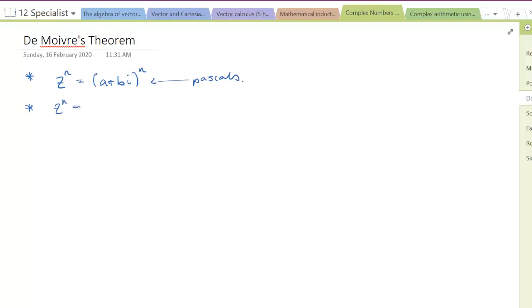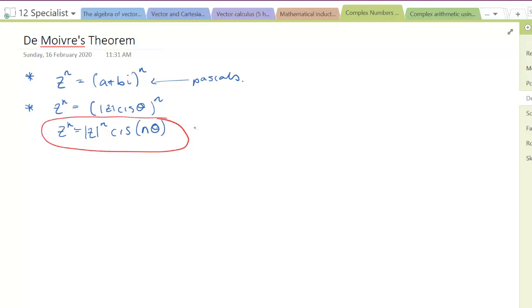If we have z in polar or trigonometric form, then what we're looking at is modulus cis of the argument raised to the power of n. And so this comes out as modulus raised to the power of n and cis n times the angle. So this rule here is our De Moivre's.